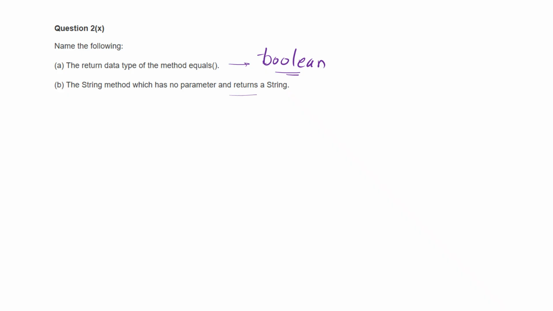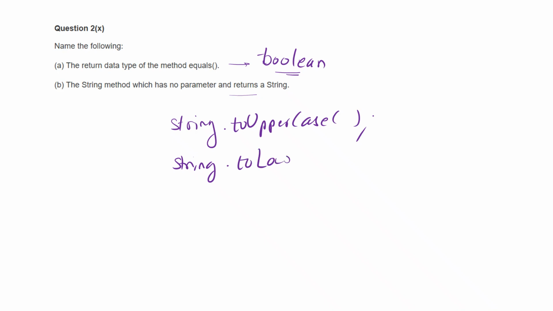There are multiple methods you can write. For example, string dot toUpperCase, or else you can write string dot toLowerCase. Remember, you write this upper and this small. Or else you can write the string dot trim function also, which removes your leading and trailing spaces, and they don't require any parameter. So got it? Let's move to next section B.